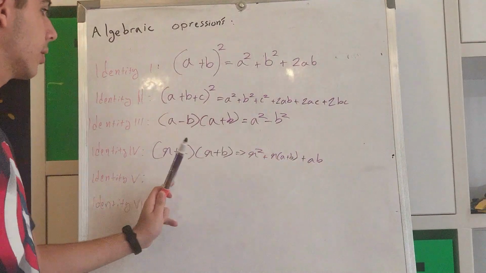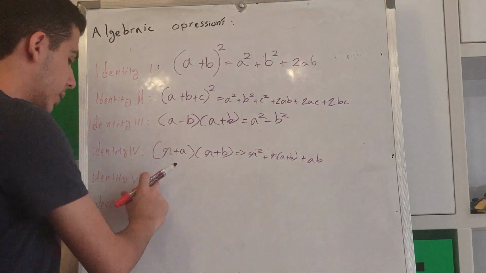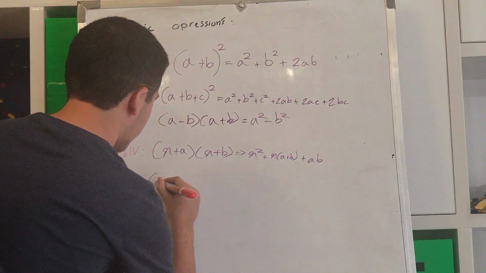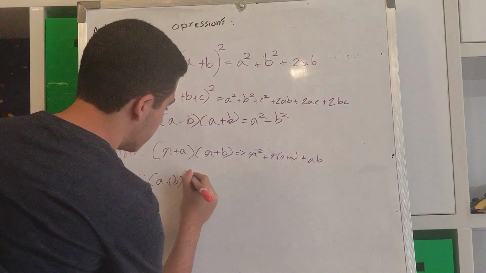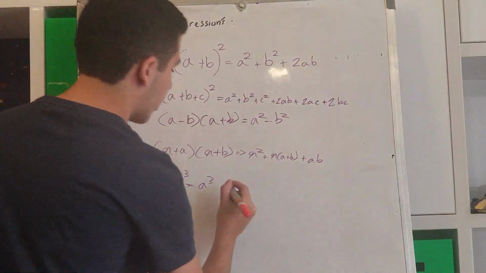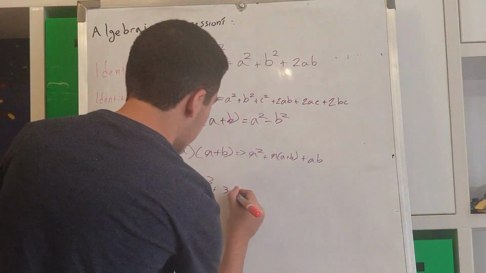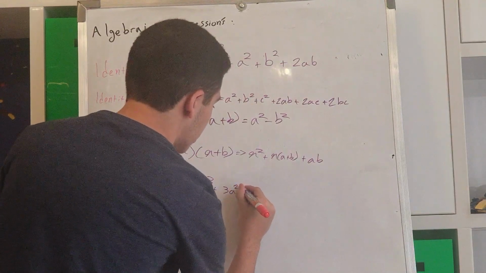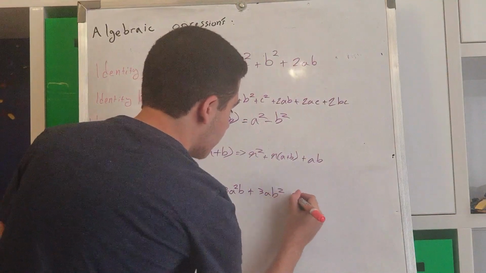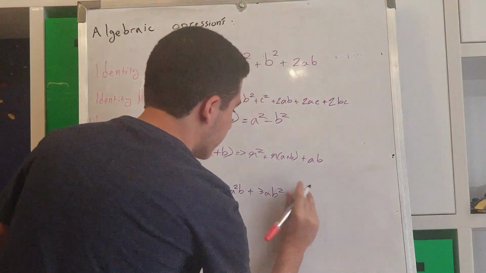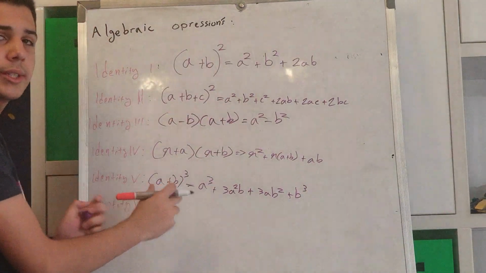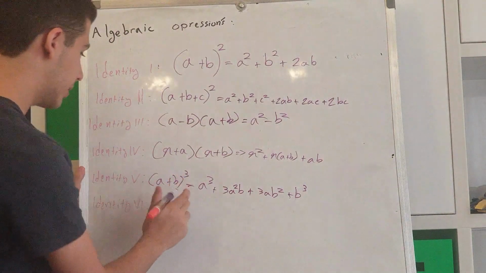This is that. Now, this one. This one is (a plus b) cubed, which equals a to the power of 3 plus 3a squared b plus 3ab squared plus b cubed. Okay, now if you do this like 3 times, so let me write these here.